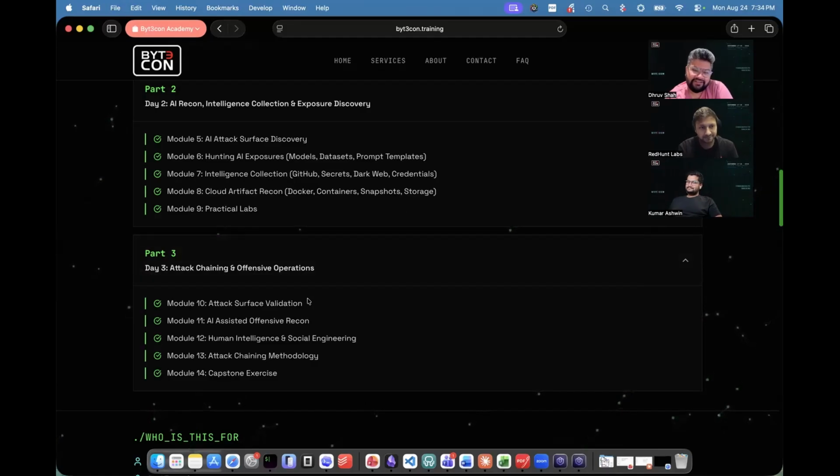Got it. And on day three, I see there is something very interesting: AI-assisted offensive recon. So you're creating a workflow and automating it, which will help the students do it at mass scale. Is that the strategy for that topic?